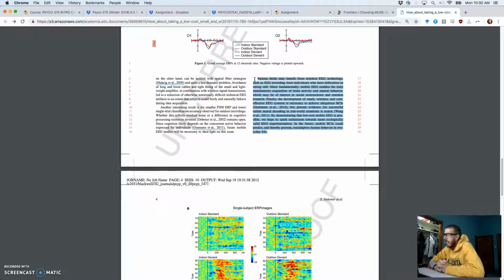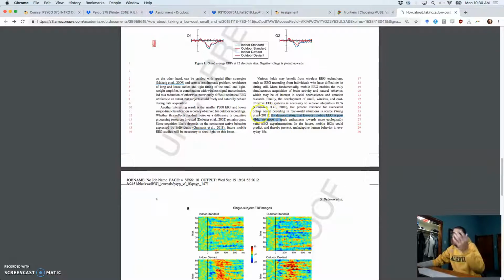Various fields may benefit from wireless EEG technology. More fundamentally, mobile EEG enables the truly simultaneous acquisition of brain activity and behavior, which may be of interest to these other fields. Finally, the development of small EEG systems is necessary to achieve ubiquitous BCIs, but present evidence for successful online neural decoding is scarce. By demonstrating that low-cost mobile EEG is possible, we hope to spark enthusiasm towards more ecologically valid EEG experimentation. In the future, mobile BCIs could predict and thereby prevent maladaptive human behavior in everyday life.